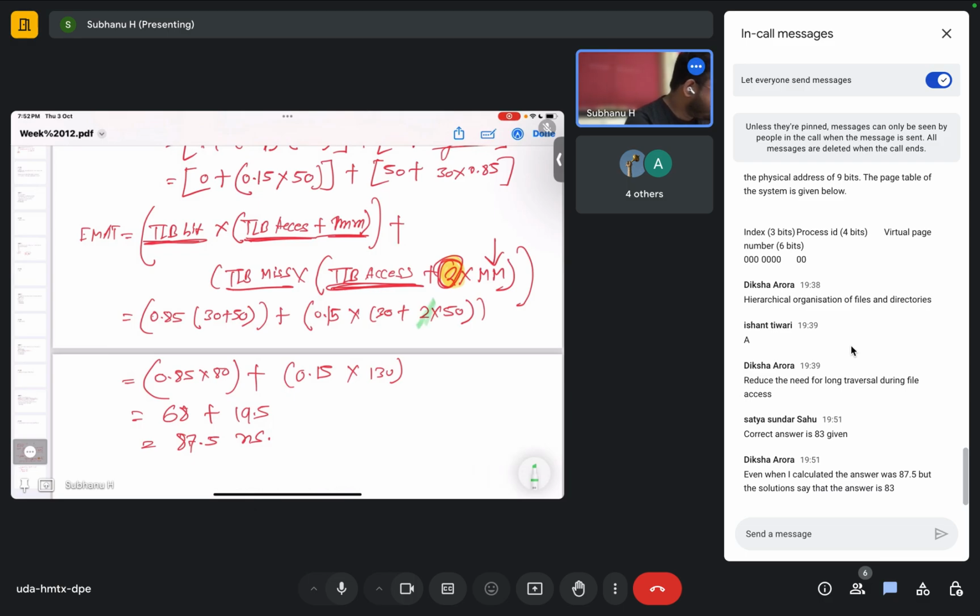Okay, so 0.15 into 80, which will be 12. So 68 plus 80. You are saying 83 is given. No, no. I don't know, but 87.5 is the correct answer.